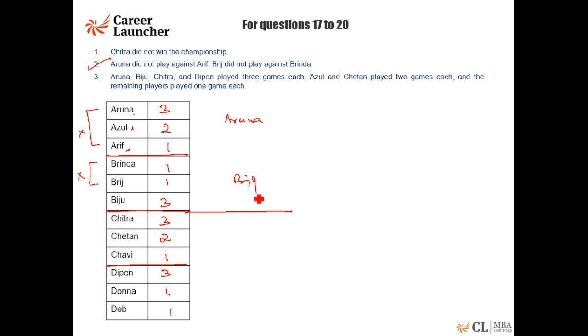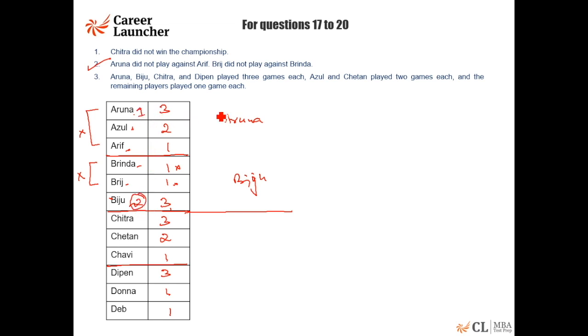Biju. Why Biju? Because first match lost here, first match for each of them lost. They play 1 game in the group and lose. So Biju has already played 2 games here. Biju cannot be the number 1 rank, as I had explained earlier. So Biju has defeated both Brinda and Brij, and hence Biju has come here. So how many games has Biju played already? 2 games out here.